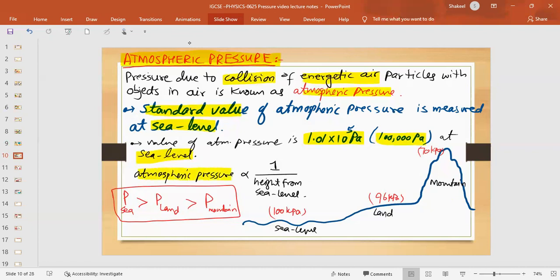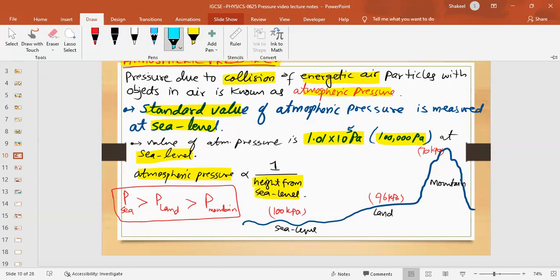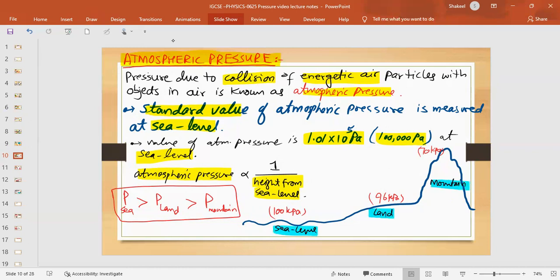Atmospheric pressure is inversely proportional to height from sea level. Inversely means that if you move away from sea level, the atmospheric pressure is going to decrease. Let's look at this in an example: here is the sea level, then this is the land level, and this is the mountain. At sea level, the pressure is 100 kilopascal. On land, it is 96 kilopascal. At the top of the mountain, it is 70 kilopascal. As you move away from sea level, the air density decreases, and so does the atmospheric pressure. So atmospheric pressure is highest at sea level, then on land, and minimum at the top of the mountain.